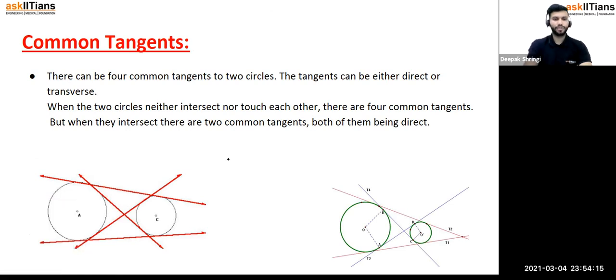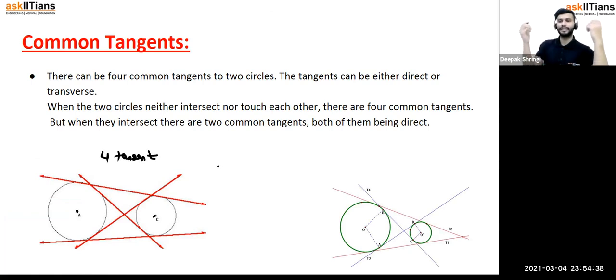Look at this. We have the circle C1 with center at A, and the second circle. There are four tangents in between these circles, right? One is like an outside tangent and one is like an inside one. There are four tangents possible over here, you can see. Now, this is the first case we have to talk about. In this case, the distance between the centers of the circles is greater than the sum of the radii. This is R1 and this is R2, right? And the distance between the centers is more than that.